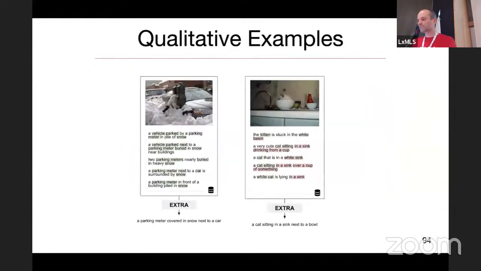If we look at some qualitative examples, which Rita picked, we can see here an image where the model does a good job of retrieving captions from the data store that could describe it. We've highlighted here in green some of the phrases that are particularly useful or relevant. The final sentence comes out as a parking meter covered in snow next to a car.